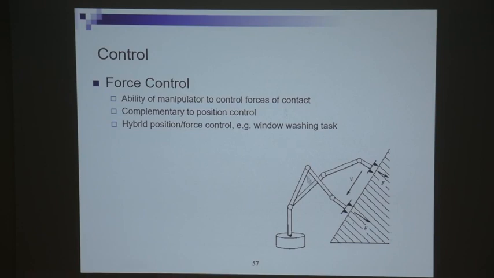For example, in a window washing task, you will need something called hybrid position force control. You have to make sure that a certain force is exerted on the surface so that you can actually cleanse the surface. And at the same time, you have to make sure that you can move the controller. You don't want to clean the surface in such a way that you break the surface. So you require hybrid position force control.